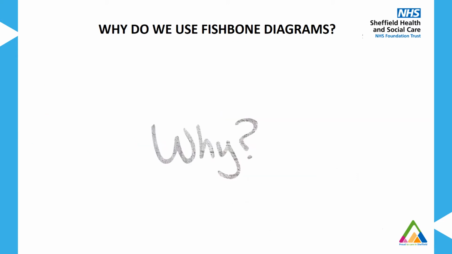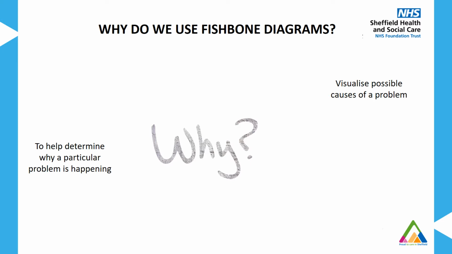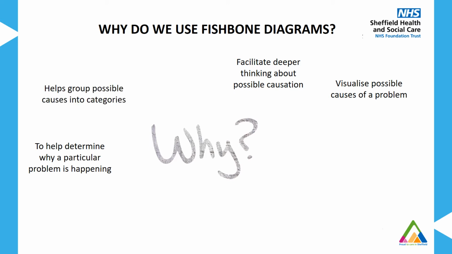Why do we use fishbone diagrams? Well, firstly, as I said before, it's really helpful to visualise the possible causes of a problem. Fishbones can be used to try and help determine why a particular problem is happening. They can help to facilitate deeper thinking about possible causation, helping to tease out all the possible causes, not just the most obvious ones. Helps to group possible causes into categories, and by putting things into categories, it helps provide a structure to looking at where the problems are.